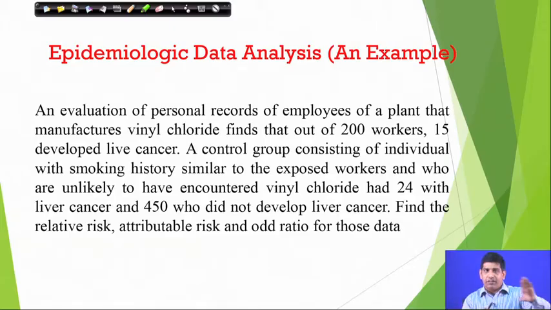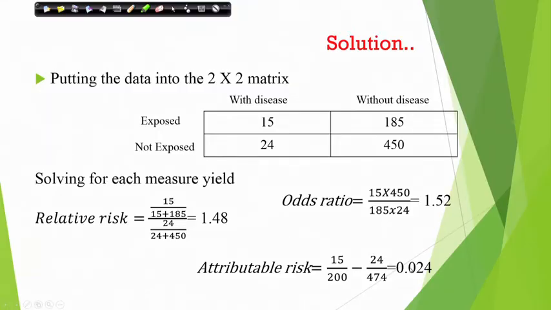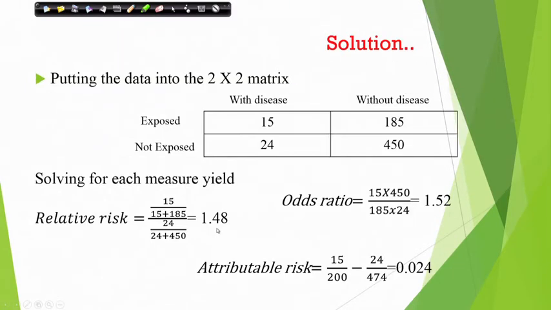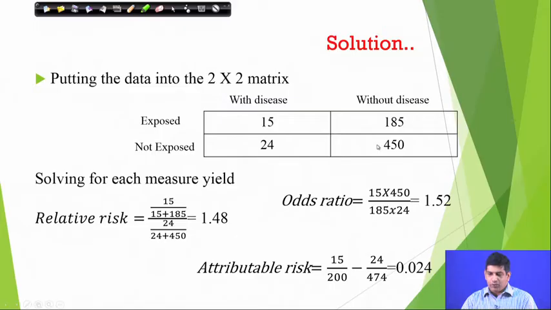So, again, like the previous slide, we can set up the table here as well. So, let us look at the 2 by 2 matrix. We have with disease, without disease. Some people got exposed to vinyl chloride and we had 15 people who got liver cancer. Here we had people who never encountered vinyl chloride, but had 24 with liver cancer and 450 who did not develop liver cancer. So, we had 450 who were not exposed and did not develop liver cancer. Here they are exposed, but 15 people got liver cancer and 185 did not get liver cancer.